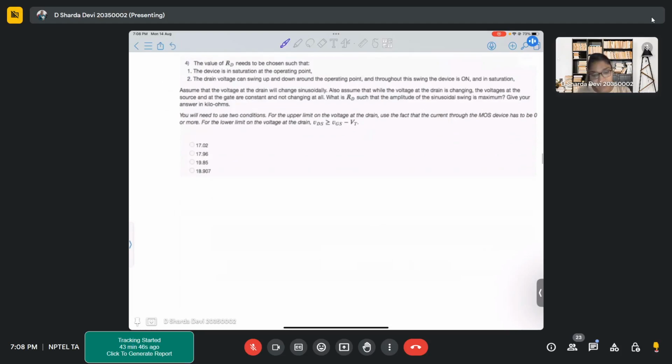In this problem, the value of RD needs to be chosen such that the device is in saturation, and also the drain can swing up and down around the operating point, and throughout the swing the device is on and in saturation. Assume that the voltage at the drain will change sinusoidally. Also assume that while the drain voltage is changing, the voltages at the source and the gate are constant. What is the RD such that the amplitude of the sinusoidal swing is maximum? Give your answer in kilo ohms.